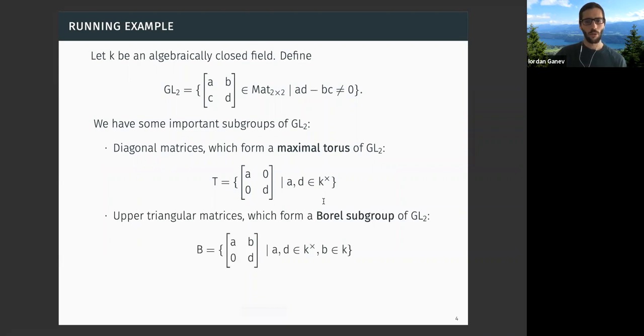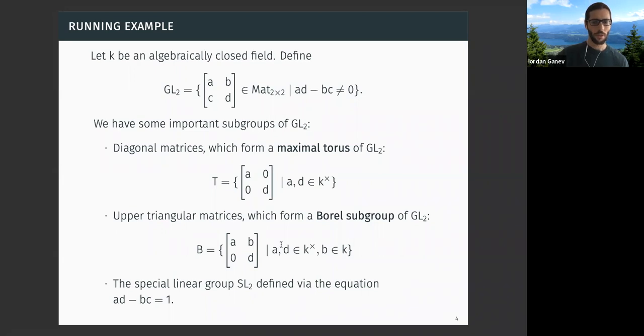Another important example is upper triangular matrices. So this is what's known as a Borel subgroup of GL2. So now again, it contains diagonal matrices, but we're also allowed to put a non-zero entry in the top right. And yeah, it could be zero, in which case we get a diagonal element, but it could be something general. And another important subgroup is the subgroup SL2, which is just matrices with determinant 1. So those are some examples that we'll explore in more detail for what these examples mean for general groups.